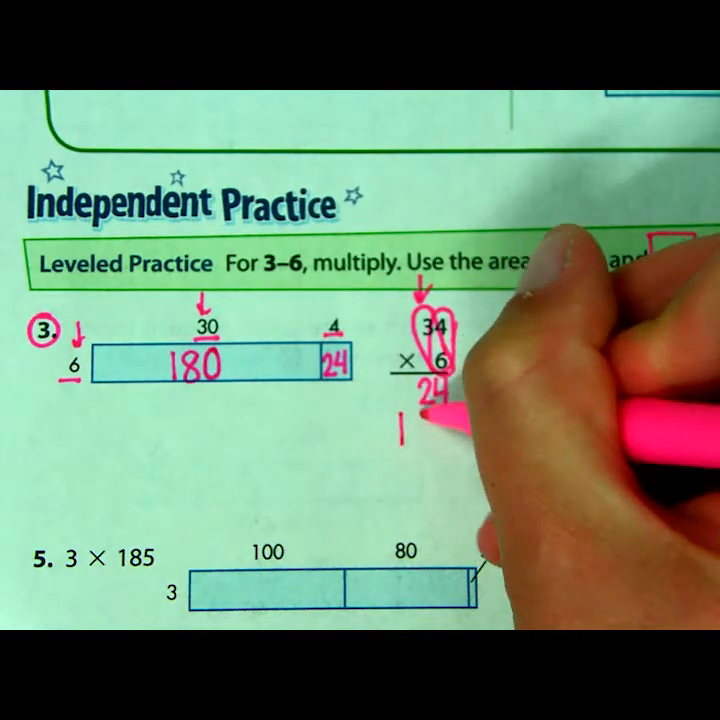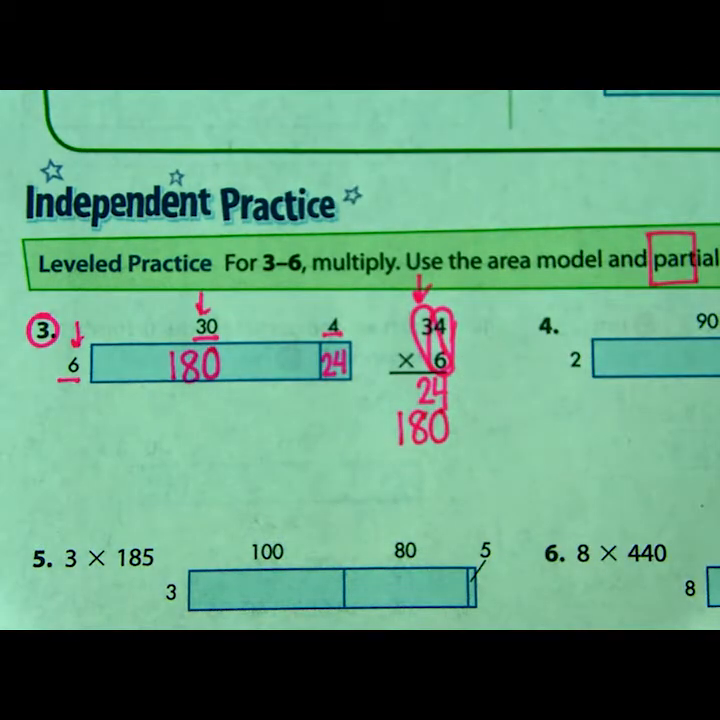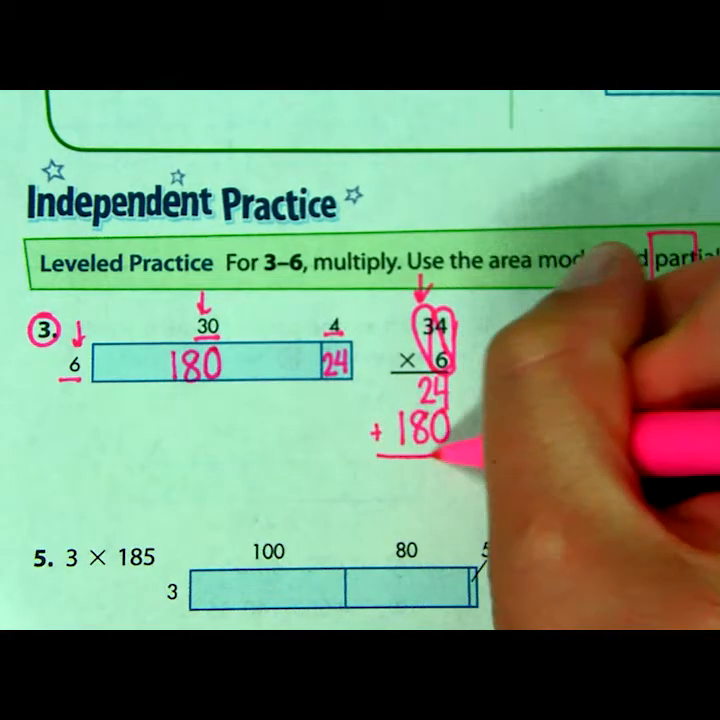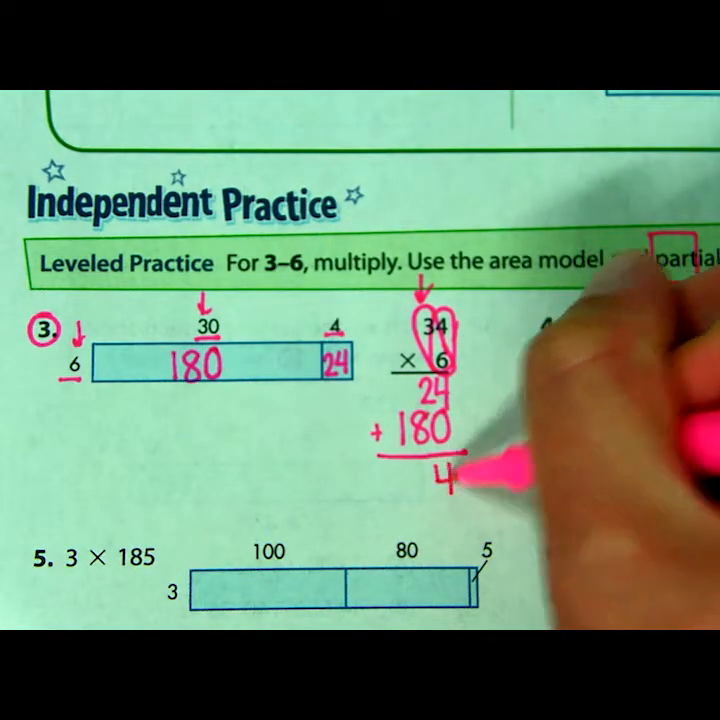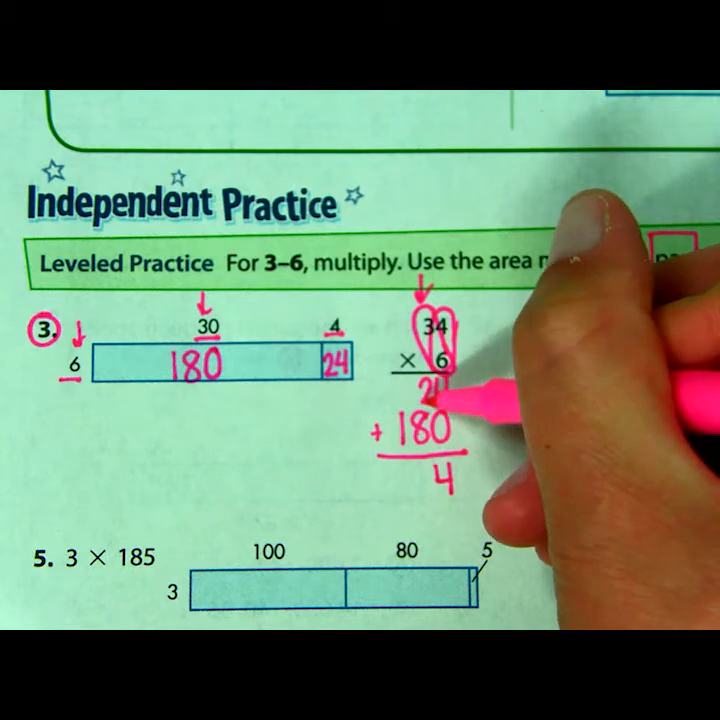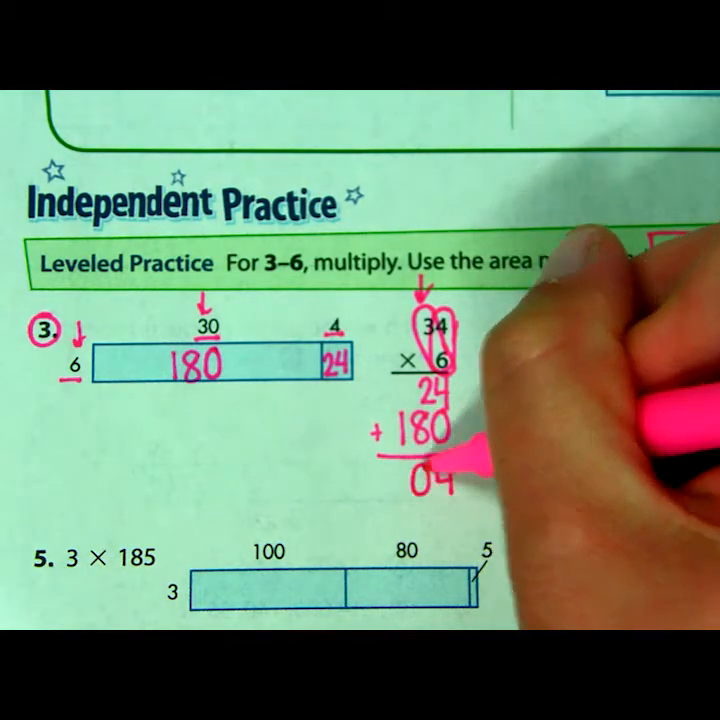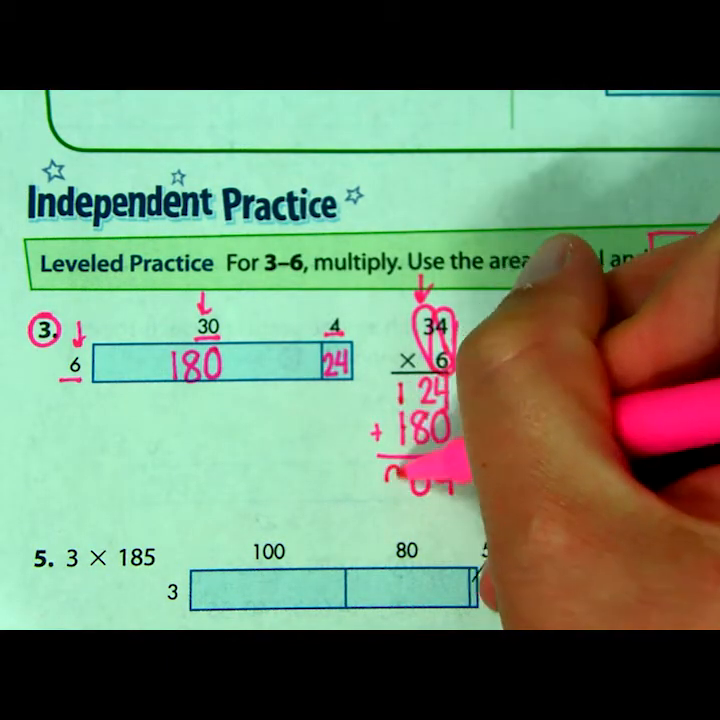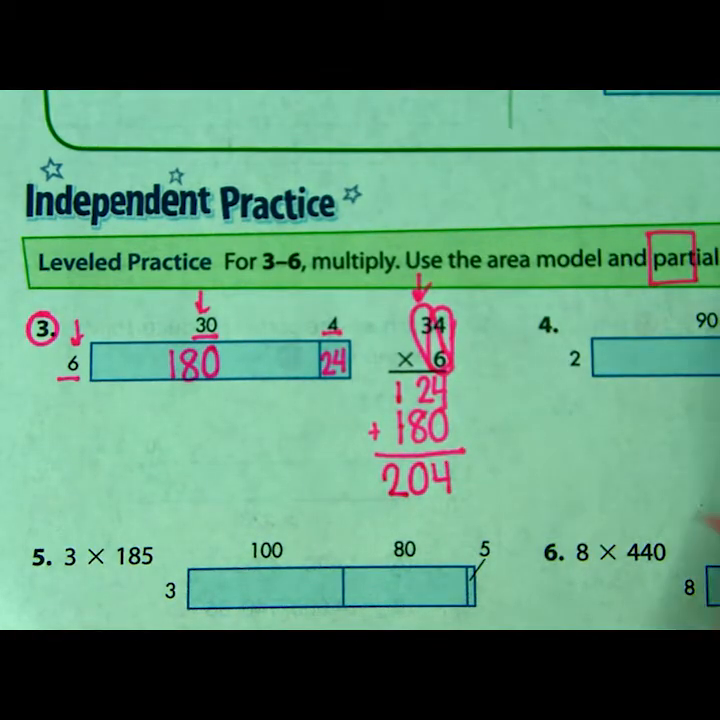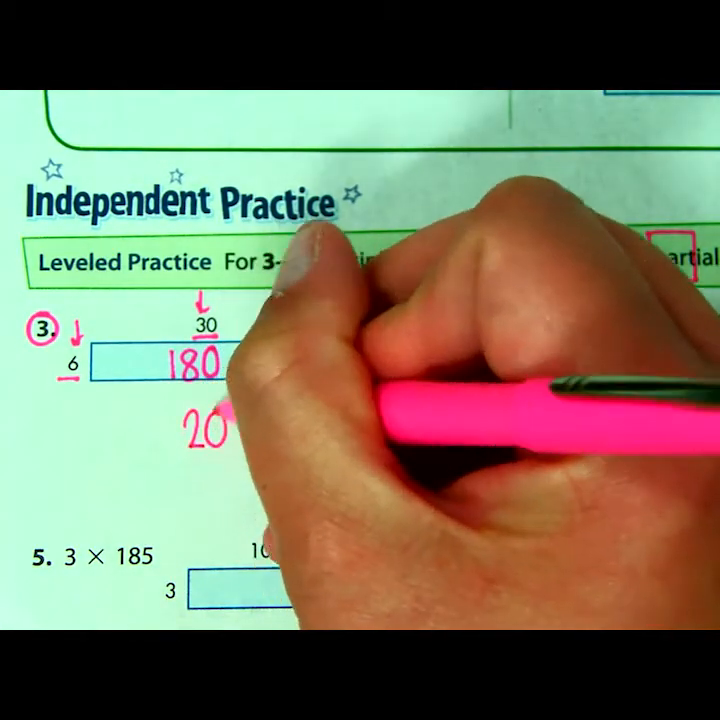So now we can add in the other partial product here. 24 plus 180. Let's add the ones place. That's 4. Tens place, 8 plus 2. Those go together really well to make an even 10. And then 1 plus 1 is 2. Your final product is 204.